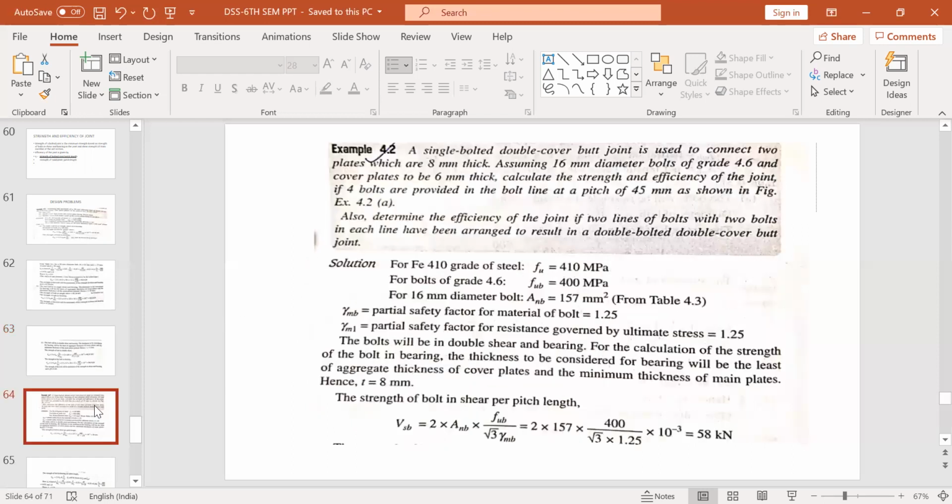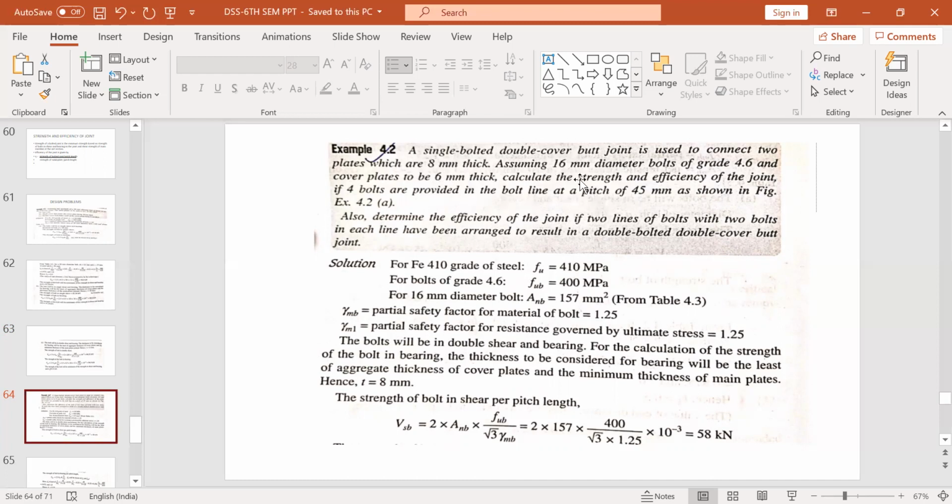Now let us take another example, another problem. Here it is saying a single bolted double cover butt joint. That means only one bolt on both sides having cover plate is used to connect two plates, that is main plates, which are 8 mm thick. So 8 mm thick, you are connecting end to end using butt joint. On top, you are providing two cover plates, right?